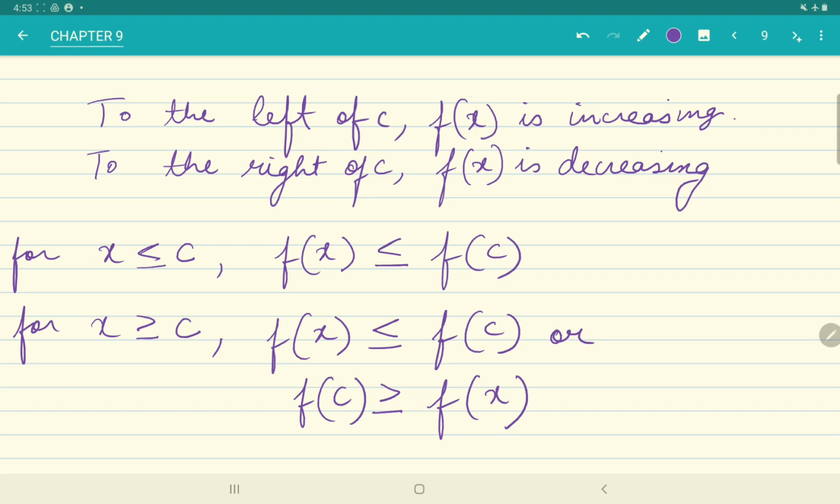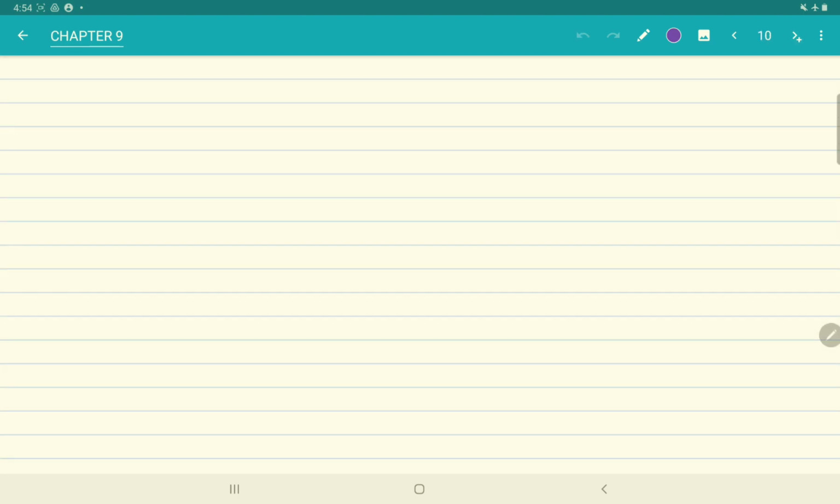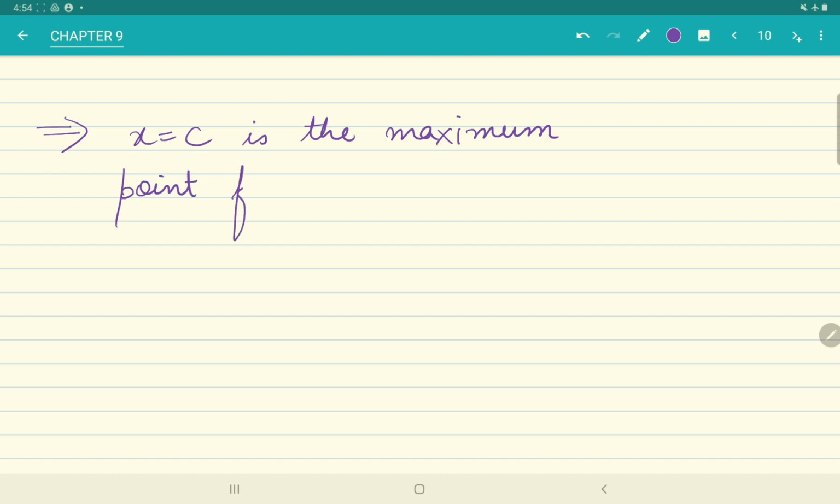Basically, to the left of c, the function is increasing. To the right of c, the function is decreasing. And I think it's intuitively clear that if to the left of c, the function is increasing, to the right of c, the function is decreasing, that means x is equal to c would be the maximum point for f in the interval I. And that just means that x is equal to c is the maximum point for f in the interval I.